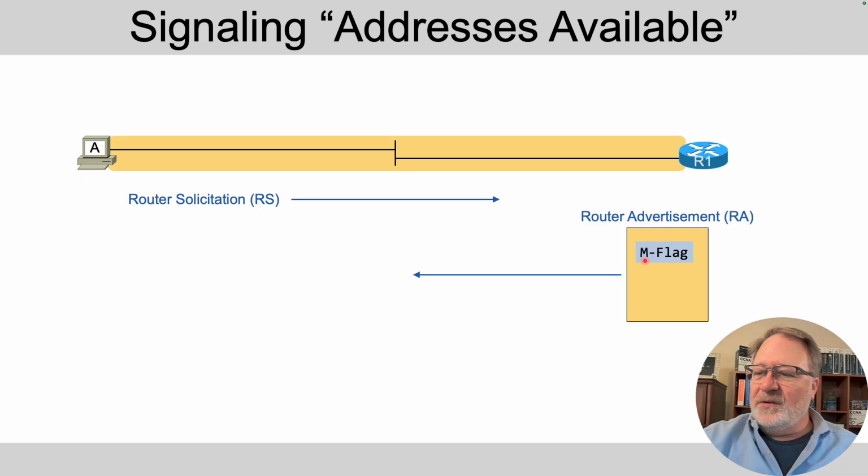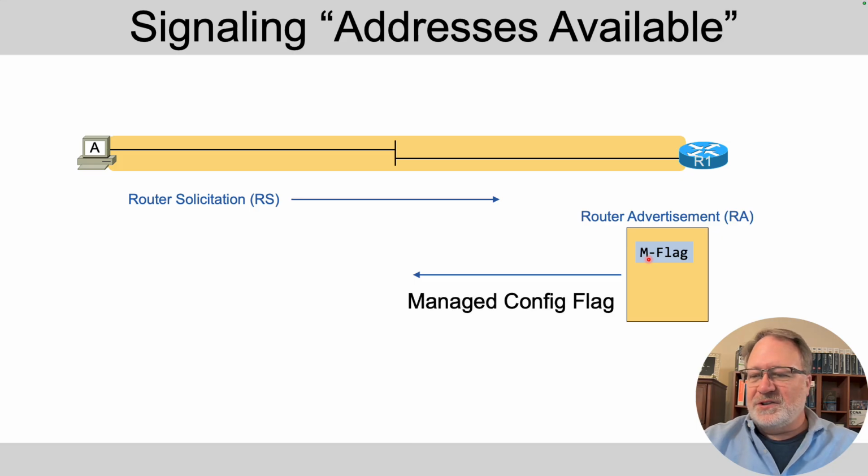And there's a flag called the M flag, and it means managed config flag. And I'm not a fan of the choice of words, but what it means is there's a DHCP server that's managing the leasing of addresses. It means use stateful DHCP. Try to lease your address from a DHCP server. With this flag set, it's signaling to the client, start doing DHCP and try to lease your address.